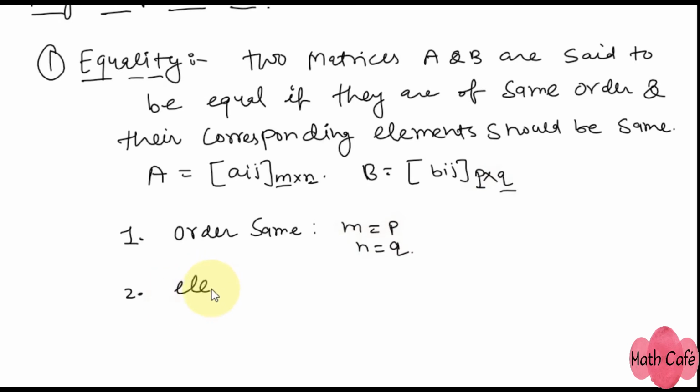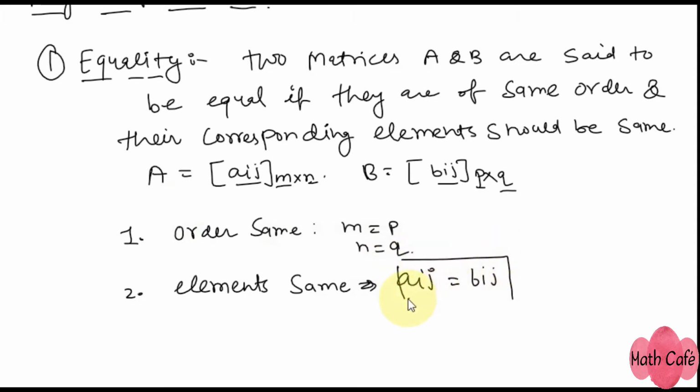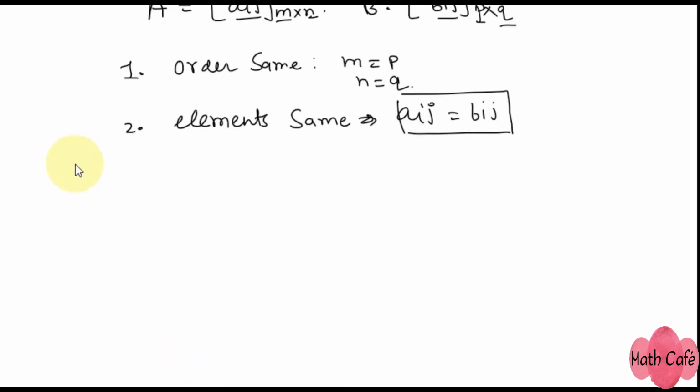And the second point is their corresponding elements should be same. That means all the elements Aij should be equal to Bij. Alright. These 2 points we need to remember if we are saying two matrices A and B are to be same. So let's take an example here.